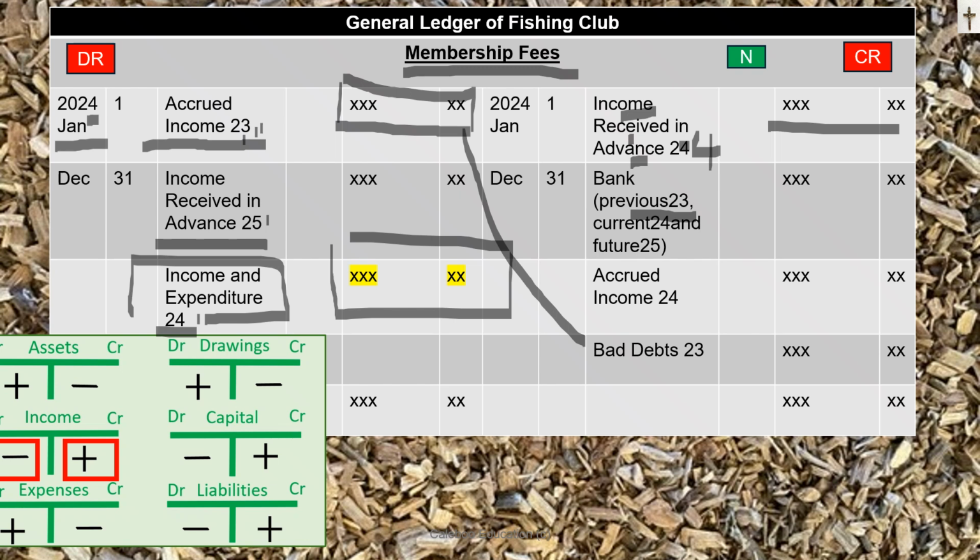It shouldn't be in the membership fees account because we haven't earned it yet, but we've received the income in advance. We only want in this account the income earned. It doesn't necessarily have to be received. The income earned for the period. Then in the membership fees account, we're going to receive cash, which relates to the previous year, the current year, and the future year. The future year is actually income received in advance.